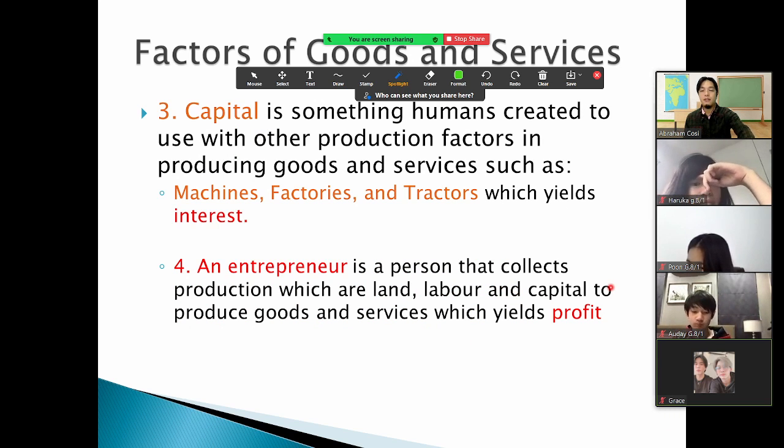We also have capital. Examples of this are machines, factories, tractors. These are things that humans created to use with other production factors. And the last one is the entrepreneur. This is the person who brings the land, labor, and capital together to, of course, make profit.